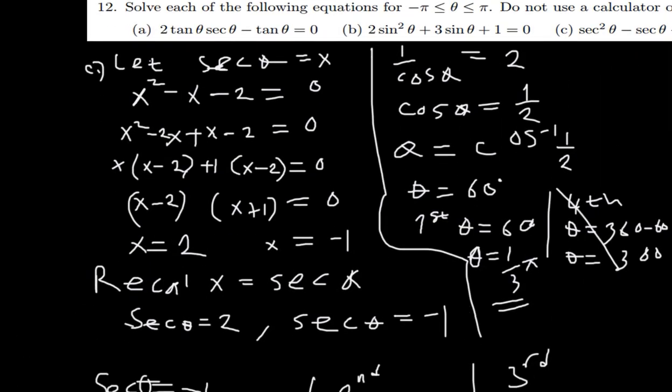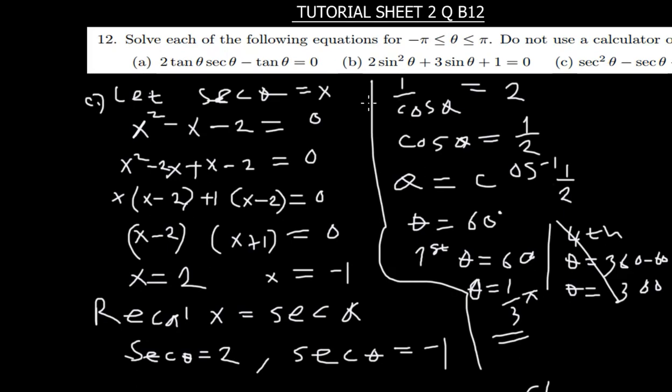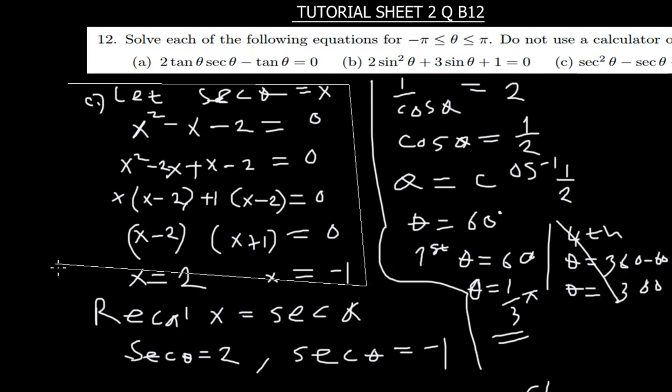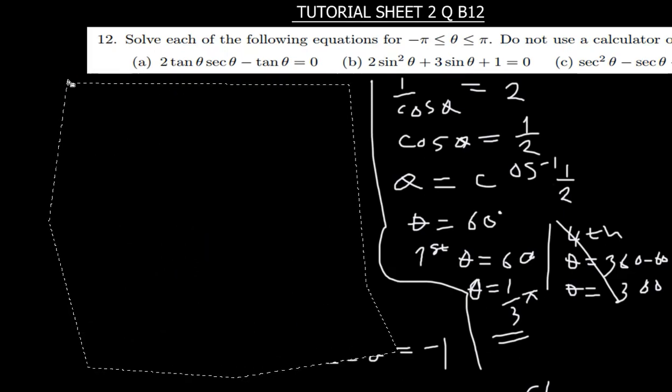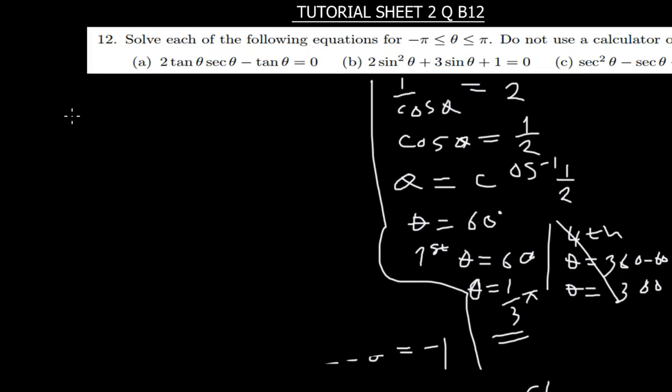Just from what I've solved in this first part here, you can solve all the remaining questions here. The first one here, you can just factor out the tan. Let me do a little bit of explanation on the first one. You factor out the tan, you're going to have tan theta outside, then open brackets 2 sec theta minus 1 is equal to 0.